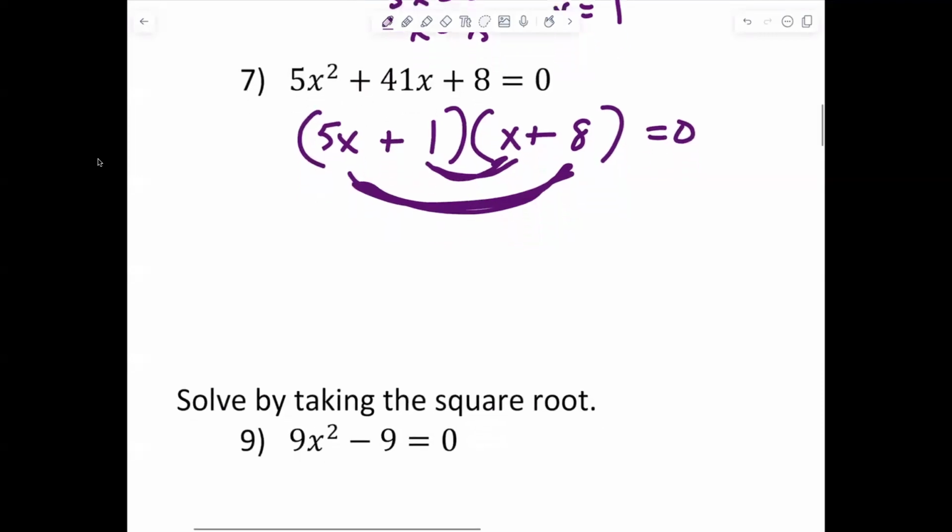Now, from there, you set them equal to 0. 5x plus 1 equals 0. x plus 8 equals 0.